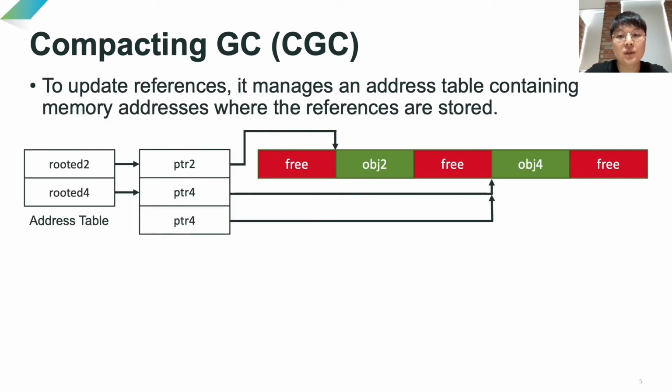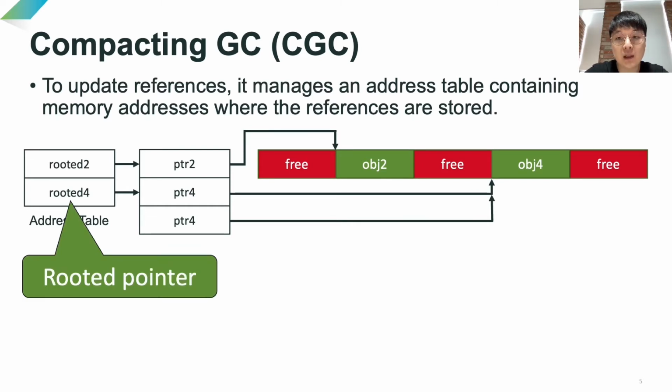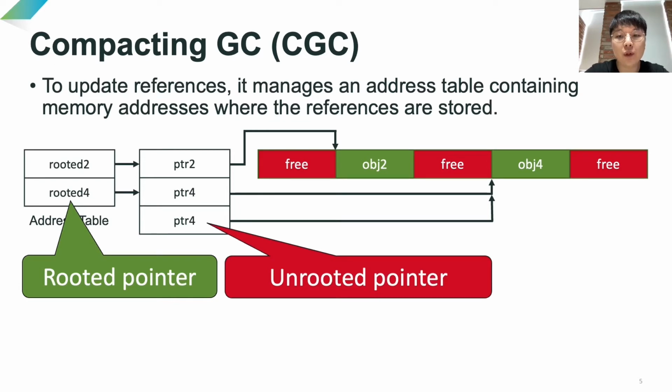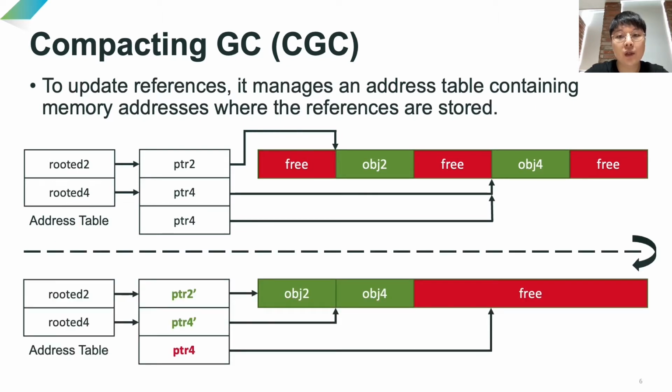To update the references to the live objects, the garbage collector maintains an address table that contains memory addresses where the references are stored. We refer to pointers in the address table as rooted pointers, and we refer to pointers that are not registered in the address table as unrooted pointers. So during garbage collection, the dead objects are freed and live objects are rearranged while corresponding rooted pointers are updated.